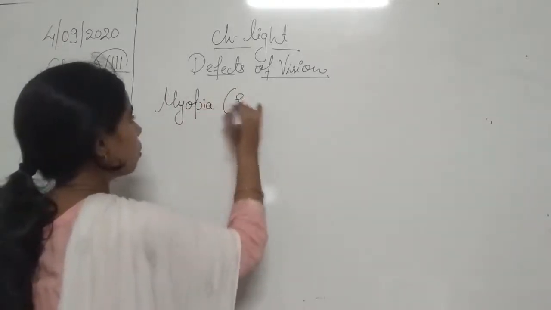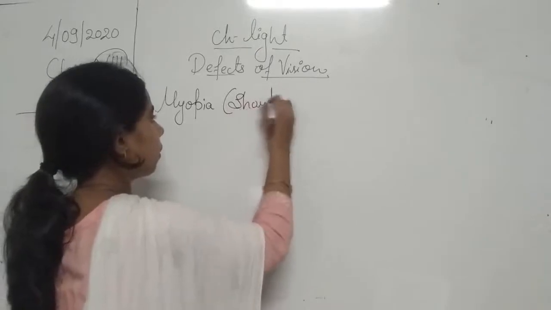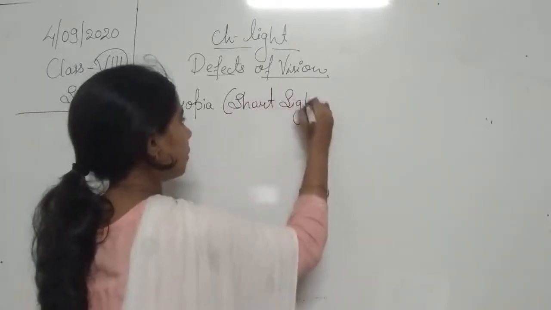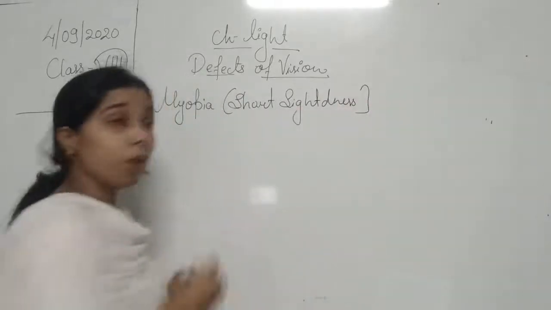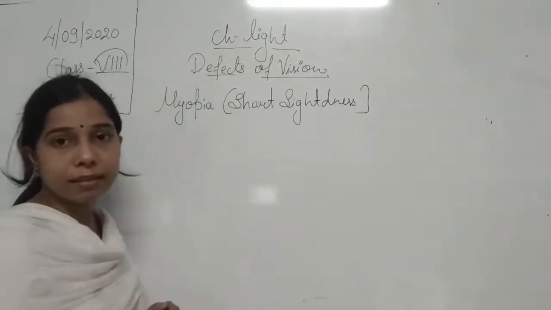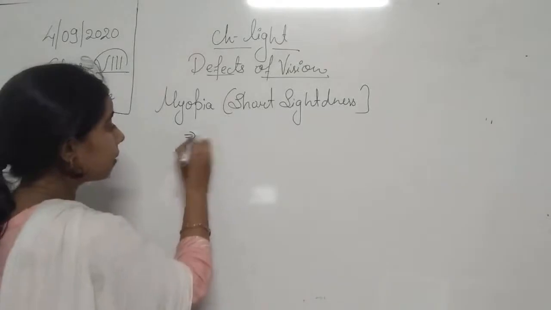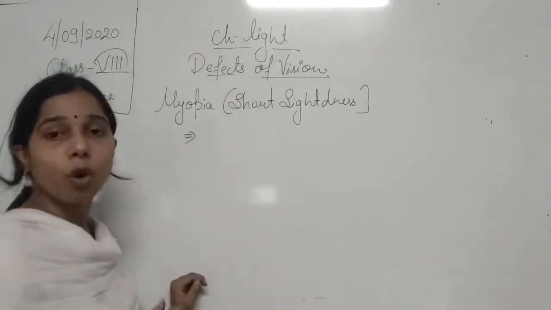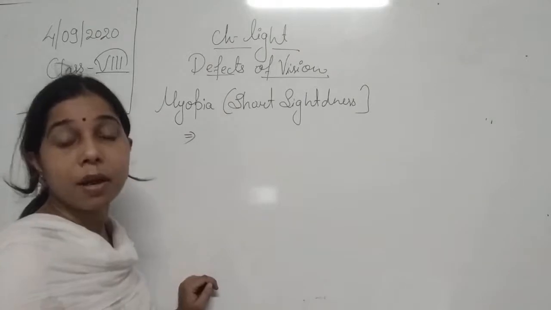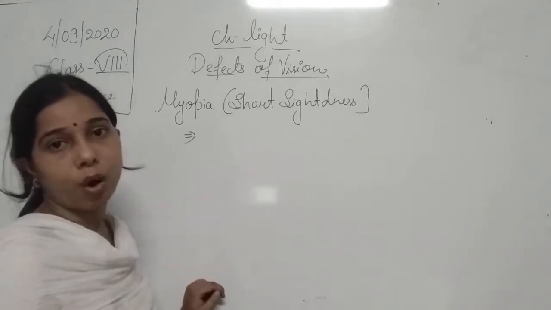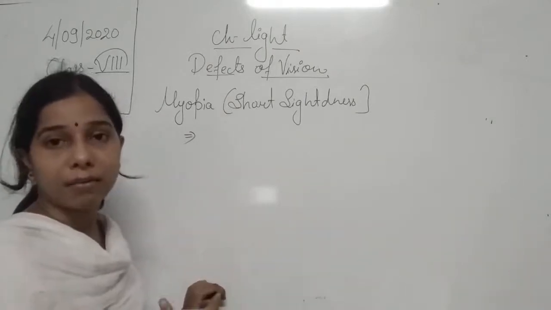Myopia is short-sightedness. Okay, what is the meaning of short-sightedness, students? Short-sightedness means we can see the object which is nearby to us, but we cannot see the object which is far away from us.